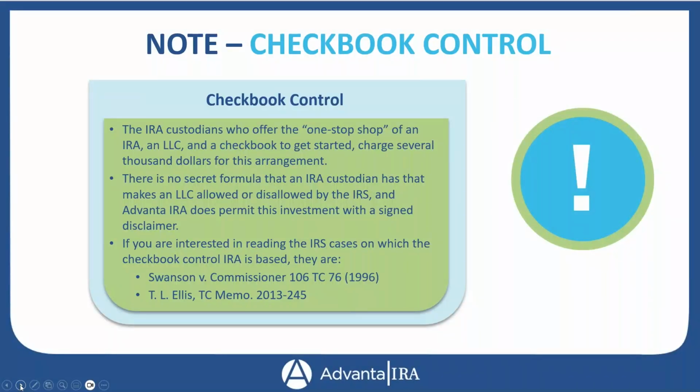IRA custodians who offer a one-stop shop for the IRA and the LLC for a checkbook control often charge lots of money to do that. There is no secret formula. You can work with an attorney or a CPA of your choosing to help you with the LLC and ultimately shop that service and find somebody that you'd like to work with. And if you're interested in reading more about the IRS cases where checkbook control came up and was confirmed, Swanson versus Commissioner, and then reconfirmed through TL Ellis. And so you have those sites there. You can always check that out.